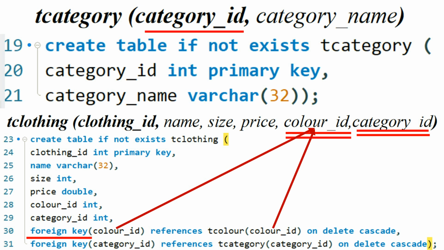And when we say on delete cascade, we are saying when you delete the parent records, you also delete the child records. Foreign key category ID references T category table, T category ID. On delete, we cascade. So this is the SQL statement that you were asked to create. I don't remember the numbering, but it's one of the tables that we asked you to create.